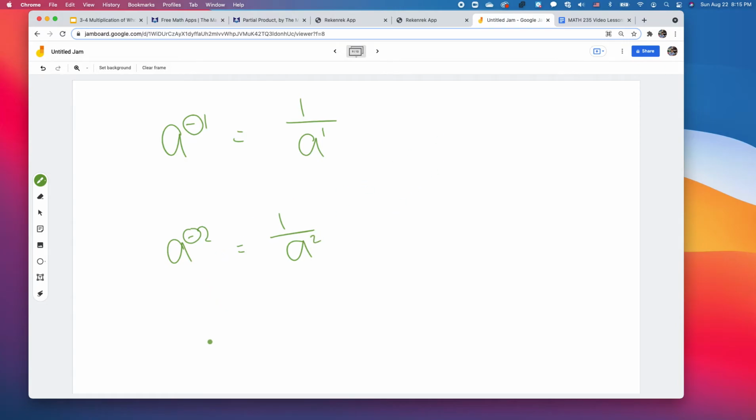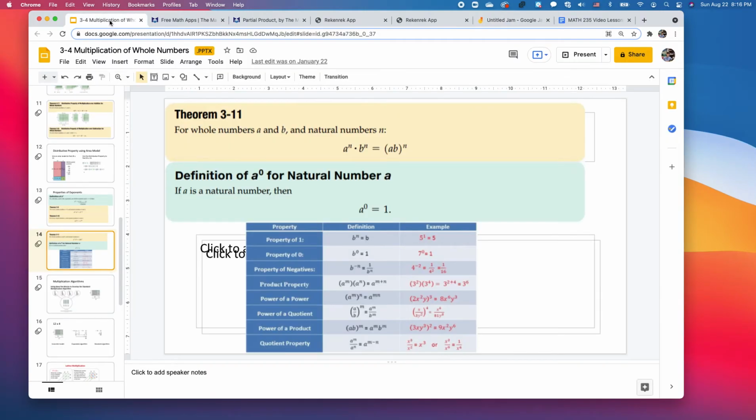Another example, 3 to the negative 4th power. That means 1 over 3 to the 4th. This is not a negative number. It's still a positive number, a very small positive number, not a negative number.